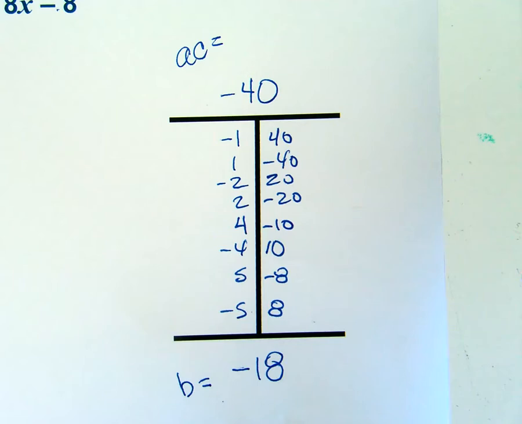So what did we do? We list all the pairs that multiply to negative 40, and then we choose the one that adds to negative 18. The one that works is 2 times negative 20. So we go ahead and write that in instead of 18. So this will be plus 2x minus 20x. We write that instead of negative 18. Copy the rest of it around it.